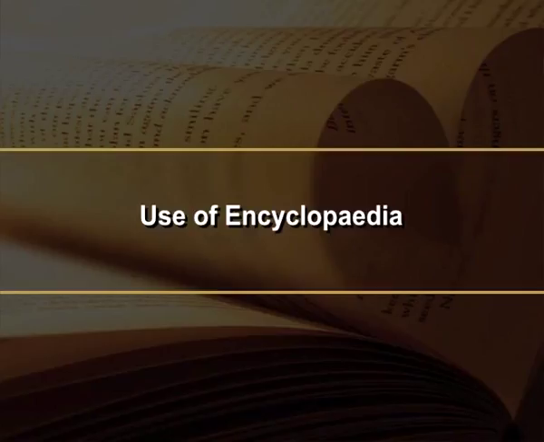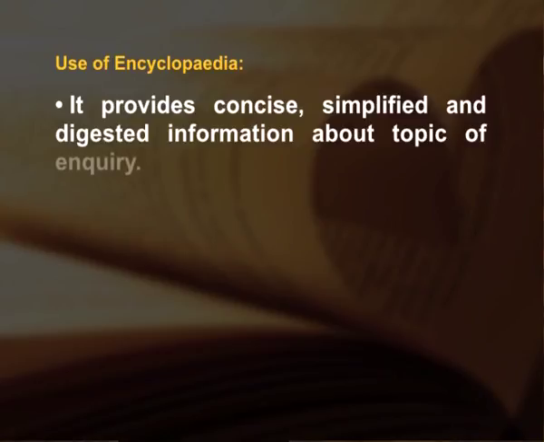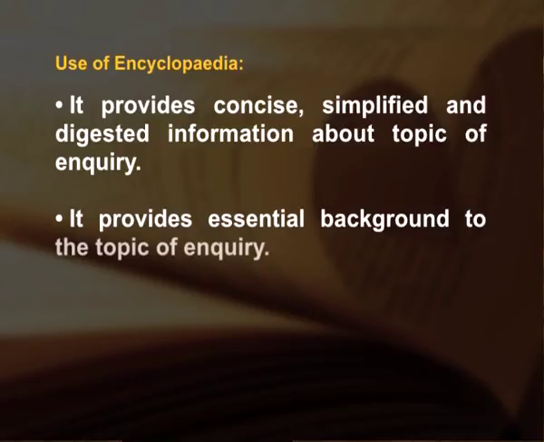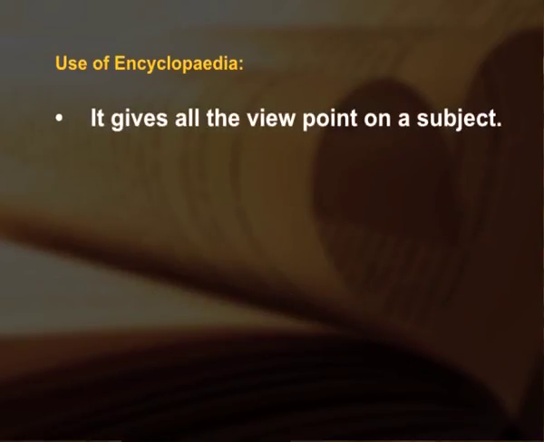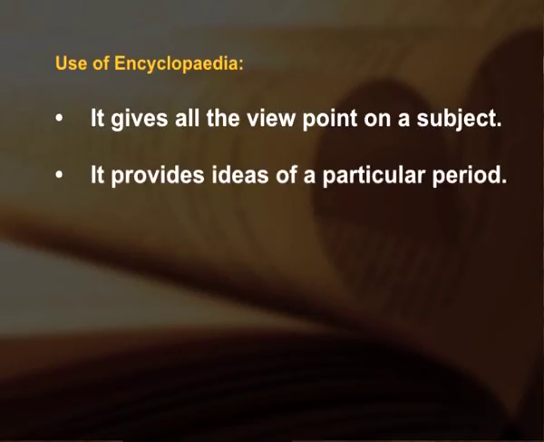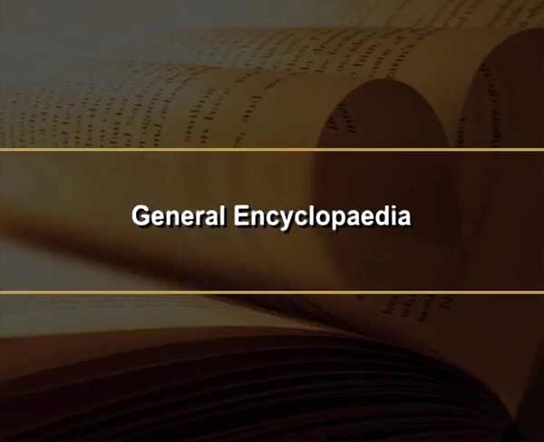Use of encyclopedia. It provides concise, simplified and digested information about topic of inquiry. It provides essential background to the topic of inquiry. It provides valuable bibliographies which are appended to principal article. It gives all the viewpoint on a subject. It also provides ideas of a particular period. Let us now move on to study the types of encyclopedia.